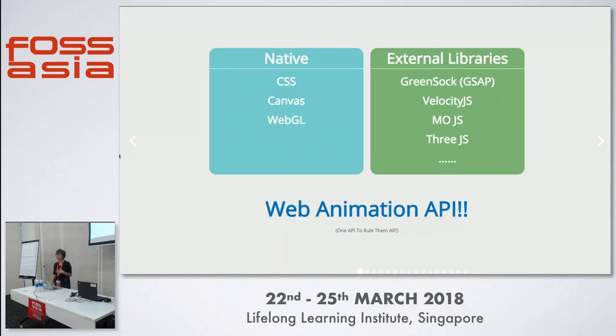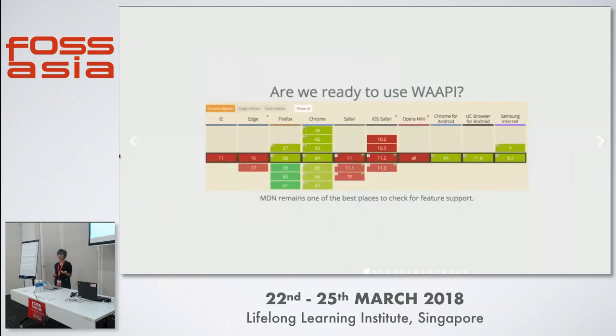The biggest question is, can we use it? I mean, if it's amazing, why can't we use it? Are we ready to use it? Well, WAPI is relatively new. I say relatively because the first draft came out in 2012. But as you can see, the browsers have not been very quick to catch on. Right now, Firefox and Chrome have implemented most of the major features, but at the same time, IE Edge and Safari are still in development.